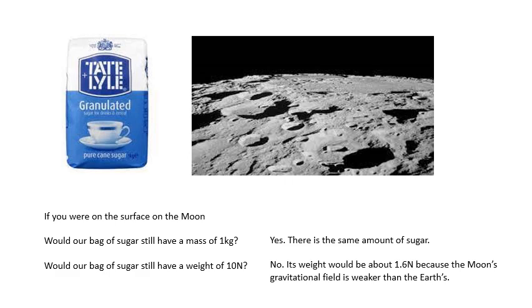Would its weight still be 10 newtons? And the answer is no. Its weight would actually be about 1.6 newtons. Why? Because the moon's gravitational field is weaker than the Earth's. Because the moon has a much smaller mass than the Earth, so the gravitational field it produces is weaker. So our 1 kilogram bag of sugar would have a weight of about 1.6 newtons.